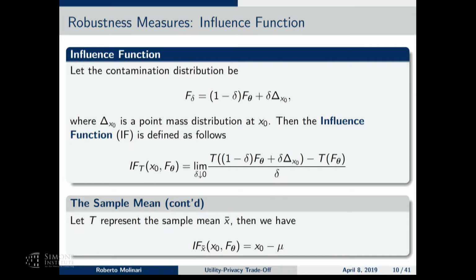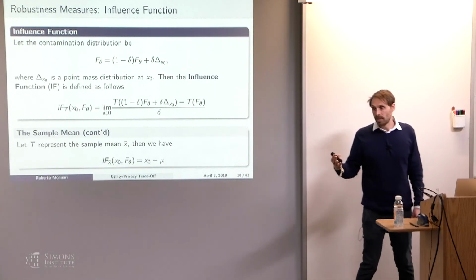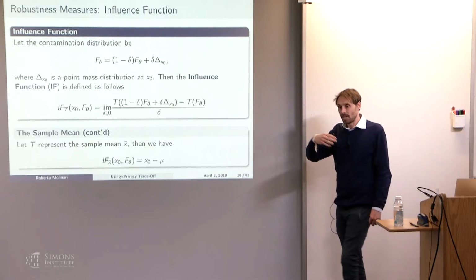So x0 is this point that can move along the entire real line, and delta x0 is the point mass distribution in that point. We said earlier that robustness doesn't want to specify what that contamination is, but it does so in this case because it was proven that the maximum bias that an estimator can undergo in terms of contamination is exactly the point mass.